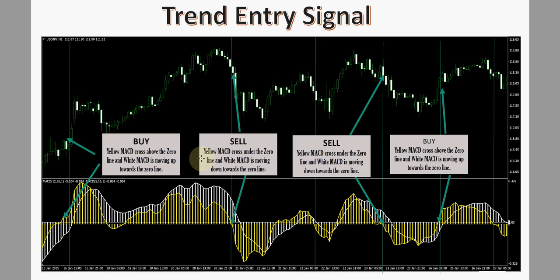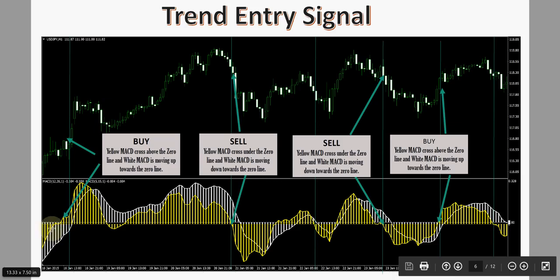The first entry signal is called the trend entry signal. So what is the trend entry signal? It is the crossover from the negative zone to the positive zone across the zero line. So when MACD crosses the zero line upward, it's a buy signal. When MACD crosses the zero line downward, it's a sell signal. However, we only need the small MACD, the yellow one, to cross, and we need the white big one to point in the same direction as the small MACD.